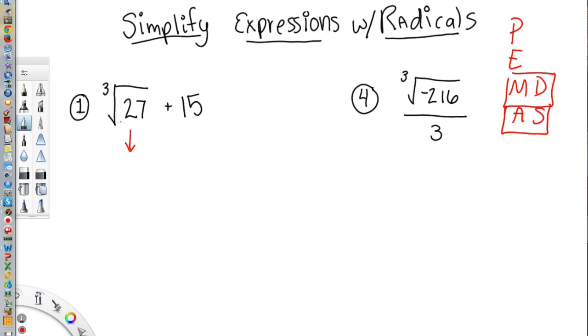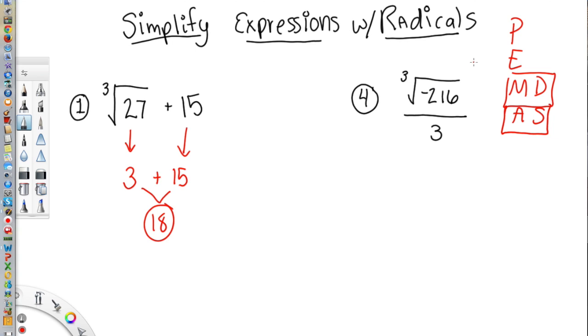I know that I need to find a number times itself three times that equals 27. And we did that not too long ago. It's going to be a 3. 3 times 3 is 9, times 3 is going to give us 27. Then I need to bring down the rest of my mathematical information, which is a plus 15. And the only operation I have left is 3 plus 15, which is 18. I'm done. Not that difficult.